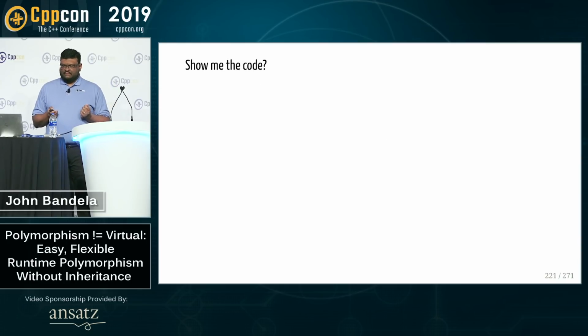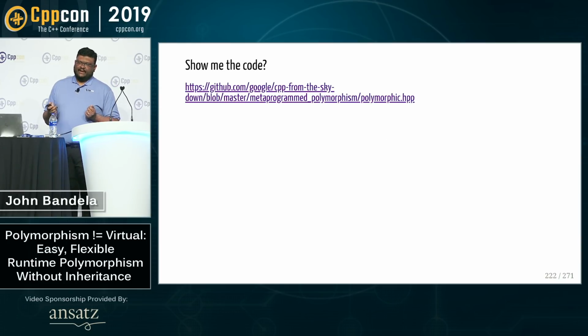So, show me the code, right? You can go there. And we can do all this. We have all these capabilities. We're actually more capable than we have with virtuals because we can arrange our methods however we want. We can do all these nice conversions. It's about 247 lines, including comments and white space.